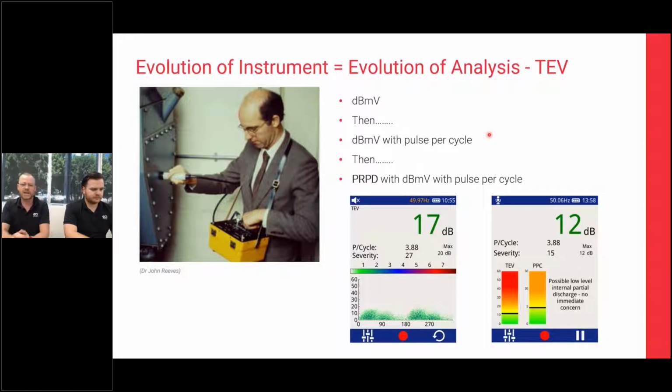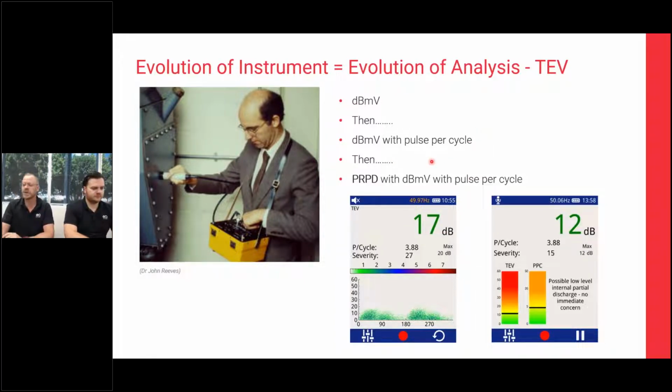The pulse per cycle count is how many times per one sine wave of time that PD events are occurring. And then a heap more testing occurred out in the field, and correlation got built up between, right, if I've got this decibel level and this pulse per cycle count, it's most likely going to be internal void PD or surface PD or a contact type issue or just general electromagnetic noise. And that is what was within the UltraTEV Plus 1 instrument.